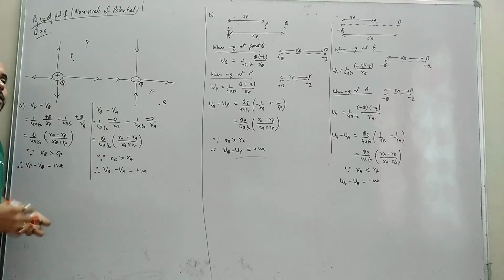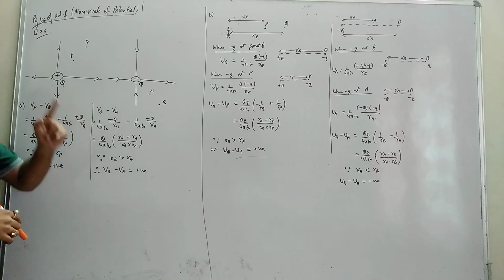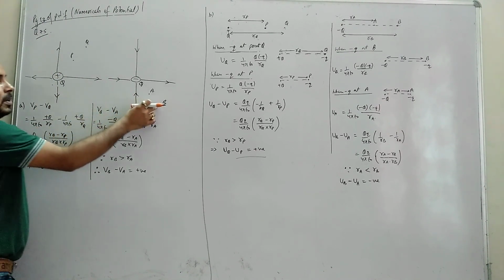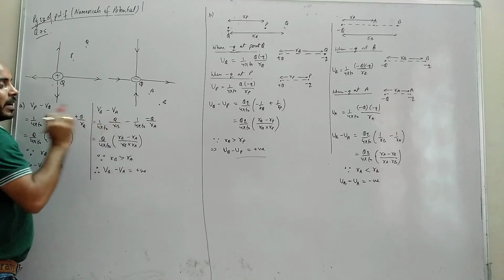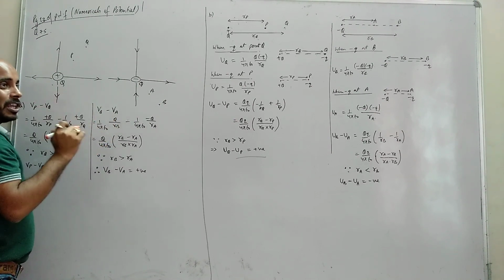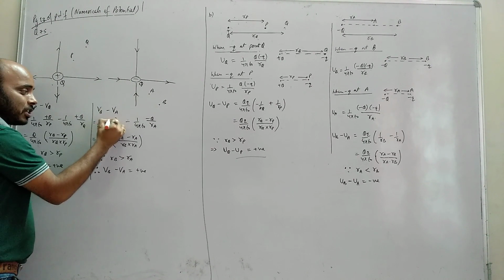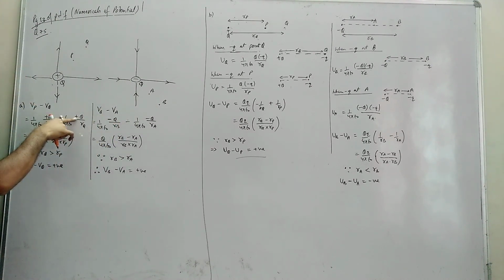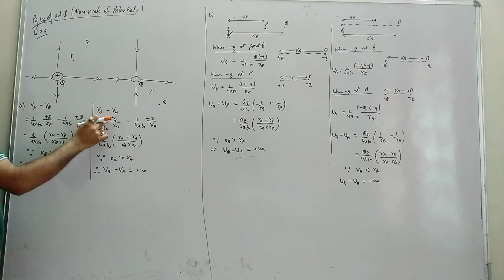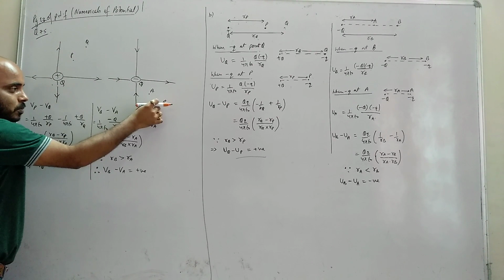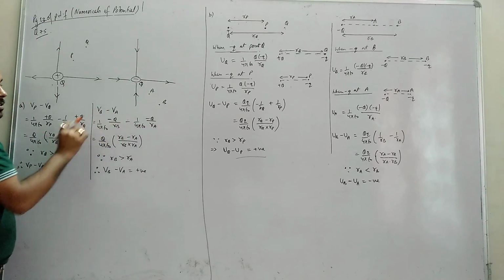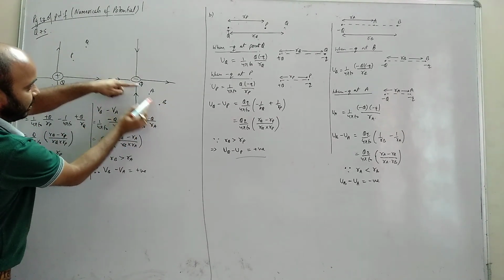Same you can do for potential at B. Here you make one mistake. Potential at B due to this charge is 1 by 4 pi epsilon, and you don't write the minus. But potential is a scalar quantity, so you have to put the minus: minus Q. Above, I wrote plus Q, and there the plus doesn't matter whether you write it or not, but here it matters a lot. Minus Q by the distance from this point charge to point B. RB is the distance.